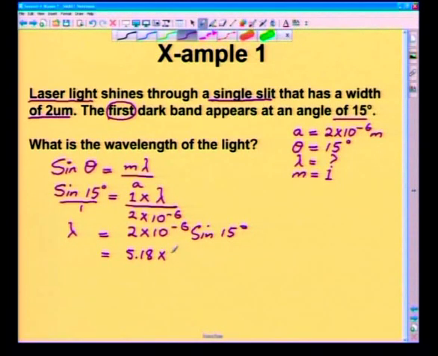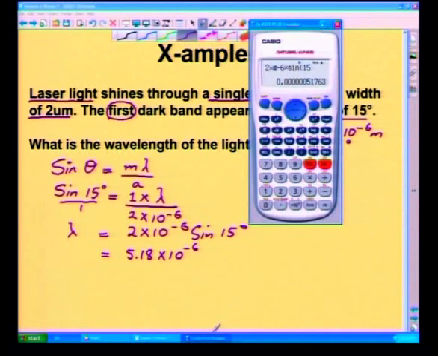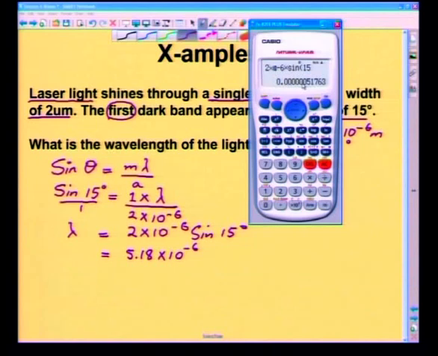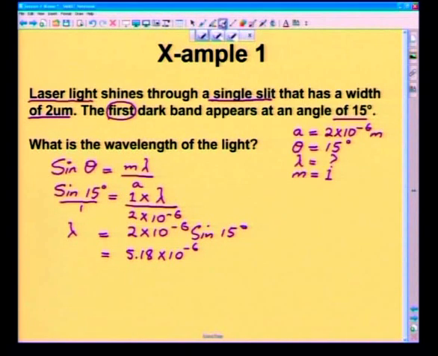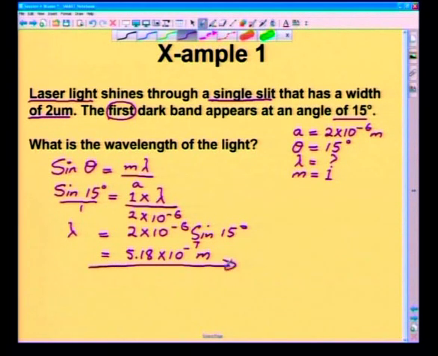5.18 by 10 to the power minus 6. Did I count 6? So we have 1, 2, 3, 4, 5, 6, 7. So 5.18 by 10 to the power minus 7. That is what lambda is. And remember, this is in meters. Wavelength is measured in meters. Now let's look at another example.